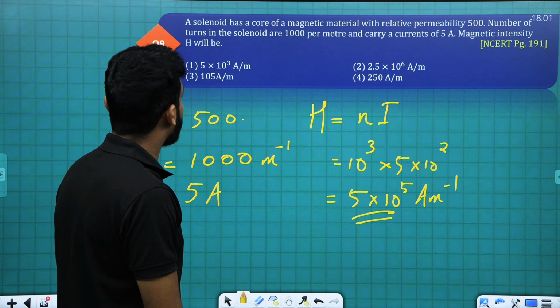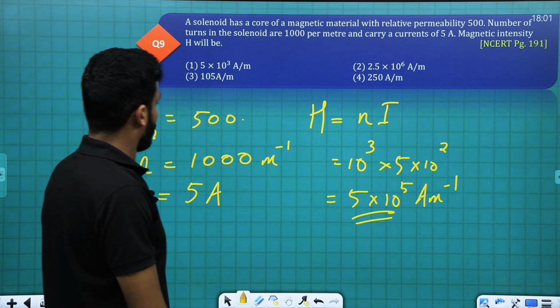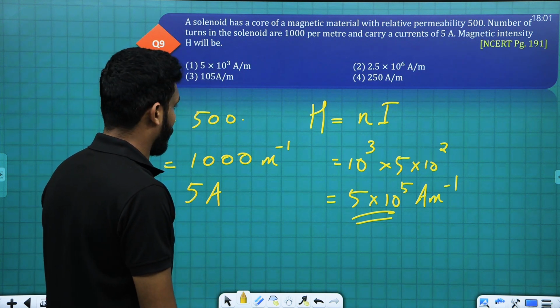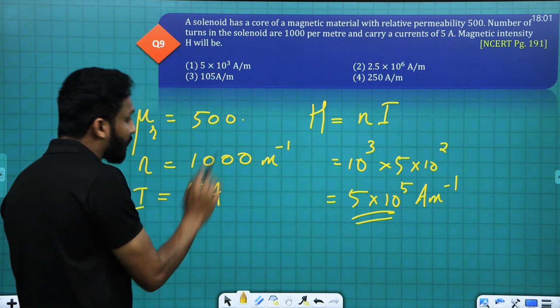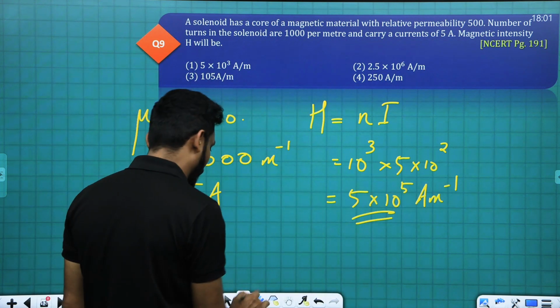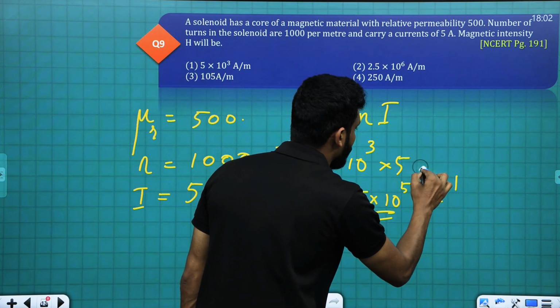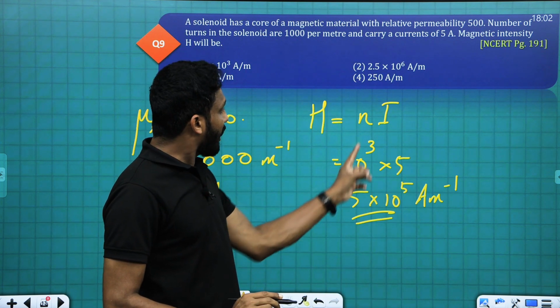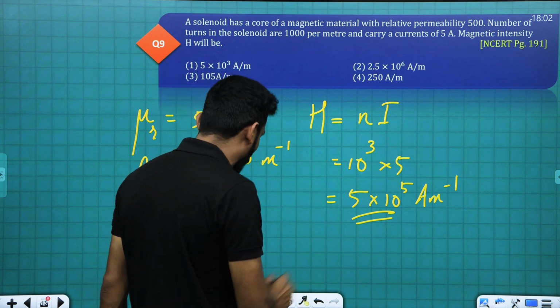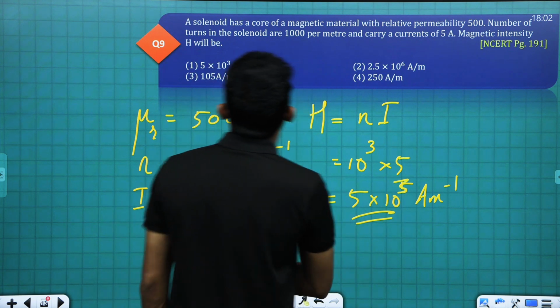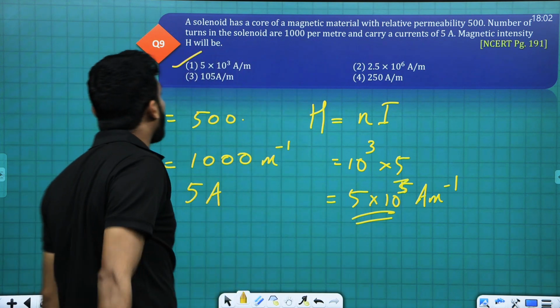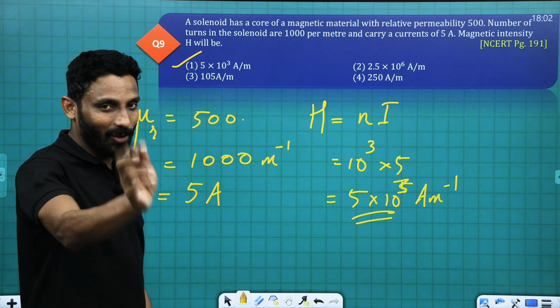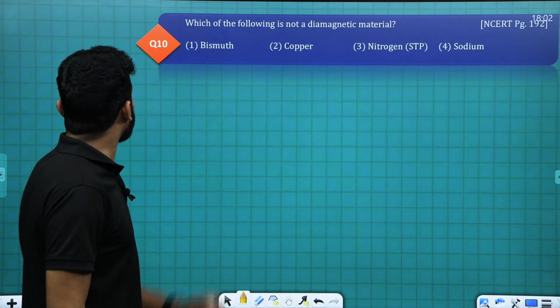I is 5 ampere only. N is 10 power 3 and current is 5, so 5 into 10 power 3 ampere per meter, which is option 1. Good. Okay. The next one.